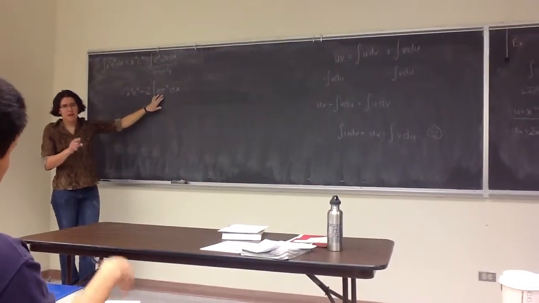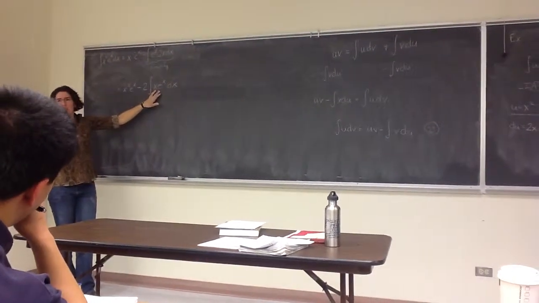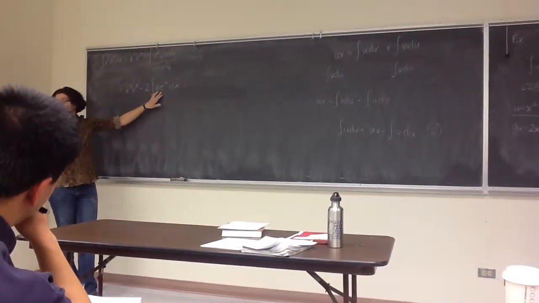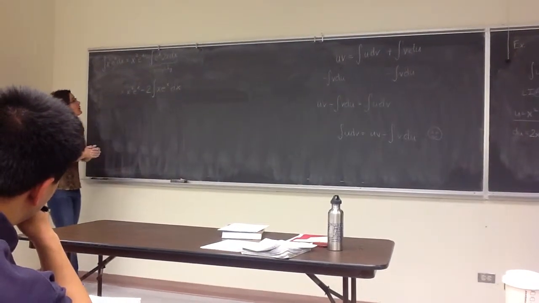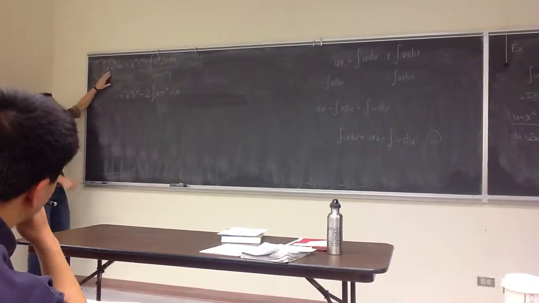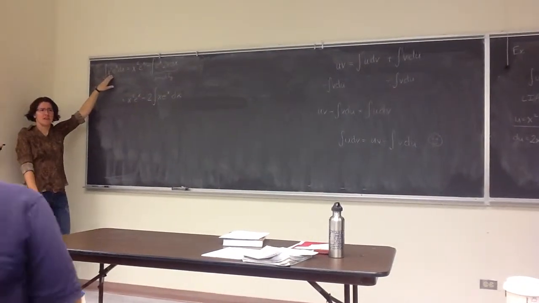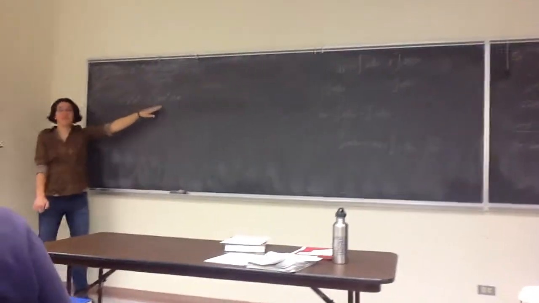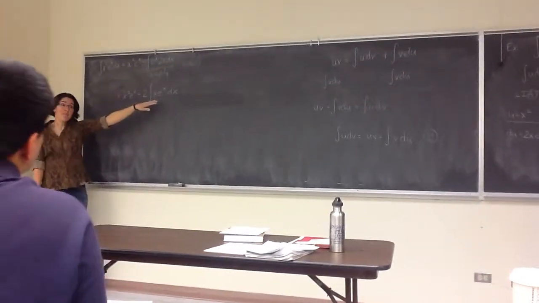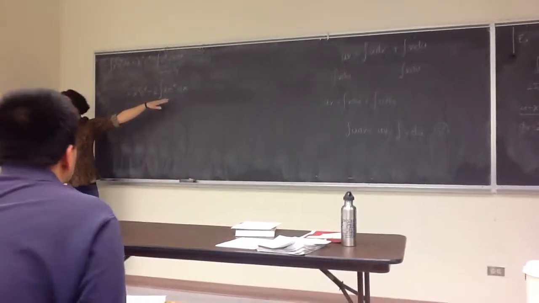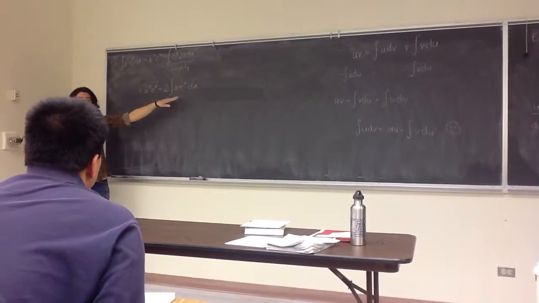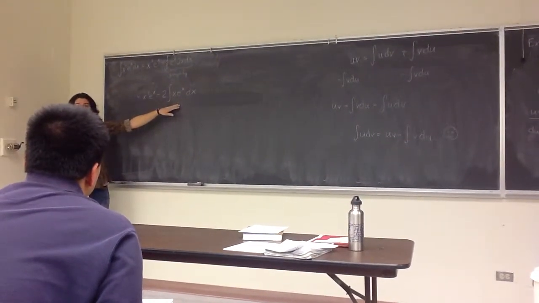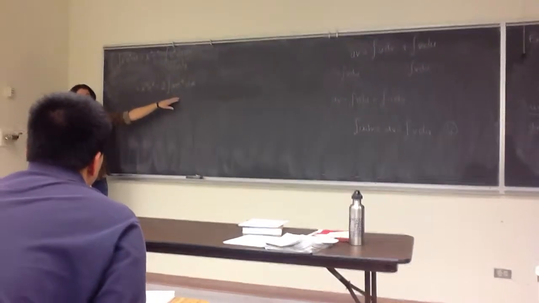At this point, I want to ask myself, am I better off than when I started? And when I started, I had an x squared times e to the x. And now I have one less x in here. So I am better off than when I started. However, I'm not done. In this example, I'm going to have to use integration by parts again on this integral.